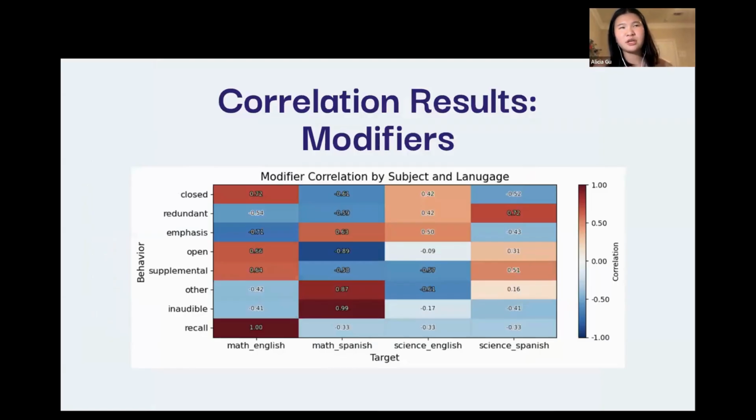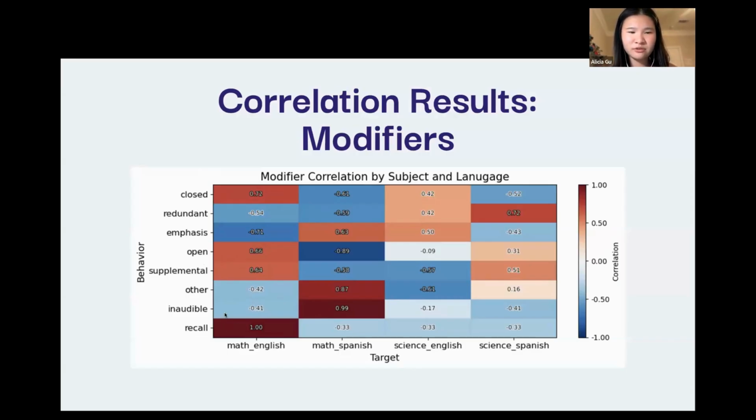So now we're looking at modifiers. Again, modifiers are showing how our gestures interact with the verbal instruction from the teacher. So we have our modifiers over here. And in math and English, we detect strong positive correlations for open and closed questioning. So questioning strategies were probably closely tied to English-based math instruction, suggesting that maybe the teacher relied heavily on both open and closed-ended questions to guide student reasoning and to check for understanding along with their gestures.